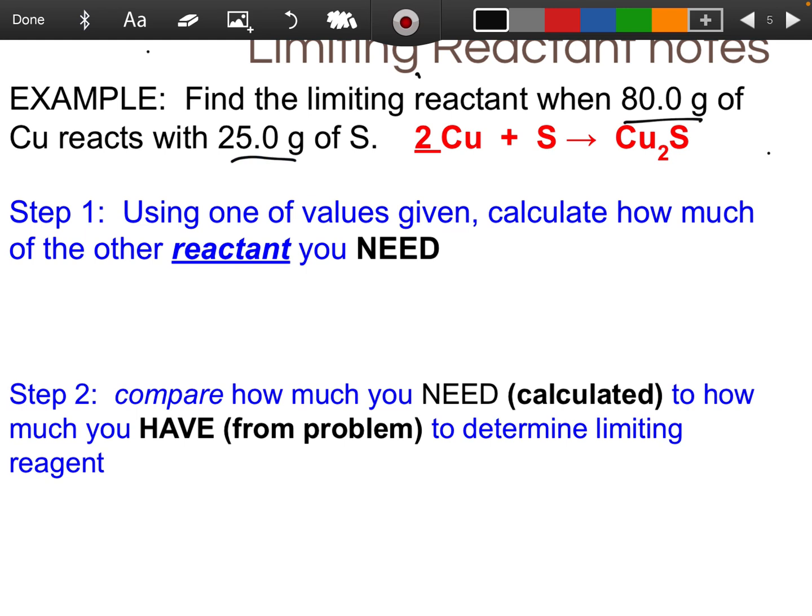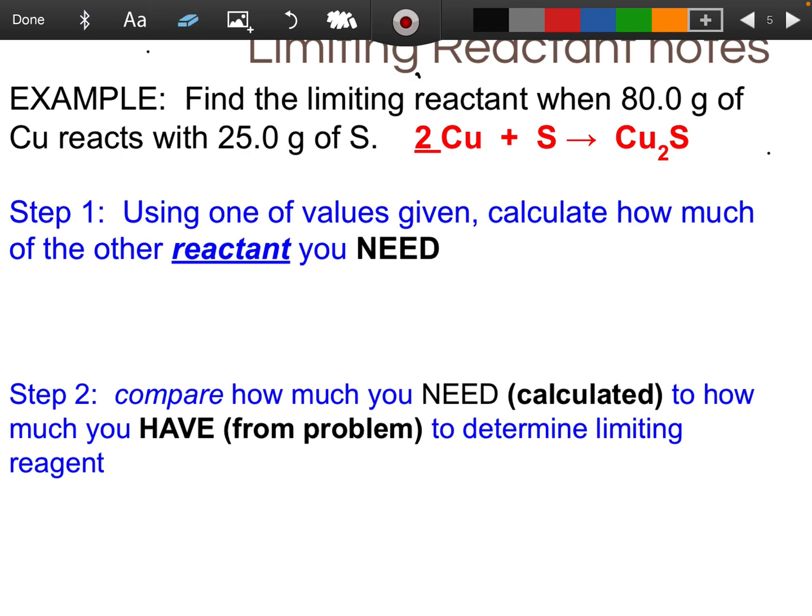Another thing to remember is that the limiting reactant is going to be one of the chemicals that is listed to the left of the arrow. So the limiting reactant is going to be a chemical, a substance, not a number, even though you use a number to figure out which one is the limiting reactant.